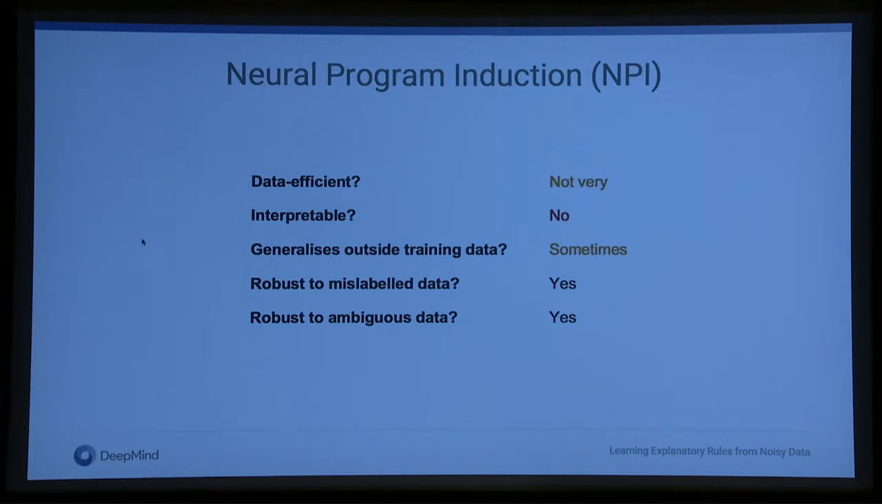Now, these approaches, as Rishabh emphasized earlier today, have different, complementary strengths and weaknesses. They tend not to be very data efficient. They need thousands, tens of thousands, hundreds of thousands of examples before they can learn the target program. They're not generally interpretable. You can't see what procedure it is they've learnt. You just have a large tensor of floating point numbers. They don't always generalize well outside the training data, although there are some recent impressive examples that Dawn was mentioning this morning where they generalize very well. In general, they don't always. However, what they're very good at is being robust to mislabeled or ambiguous data.